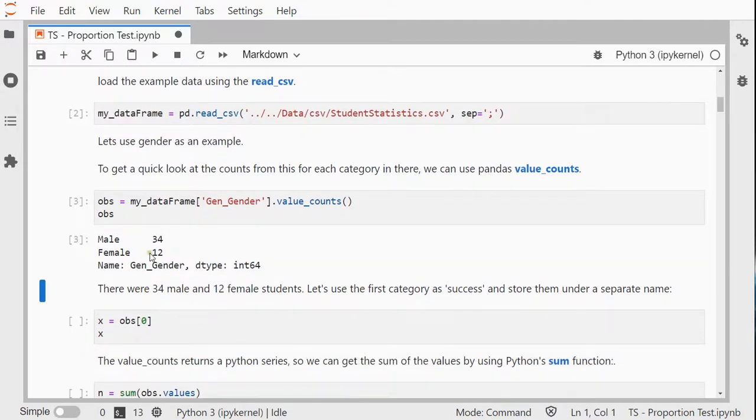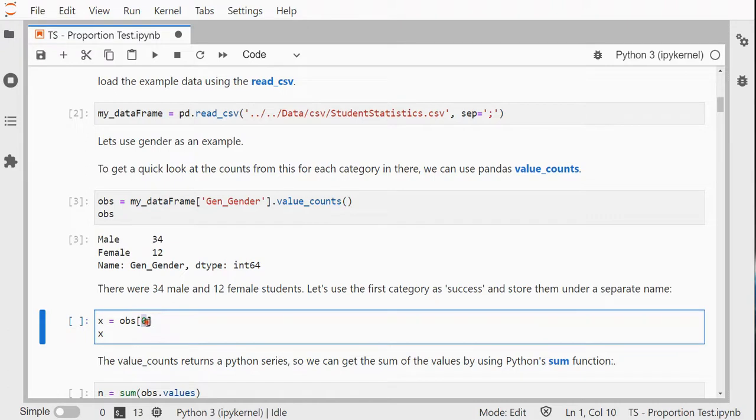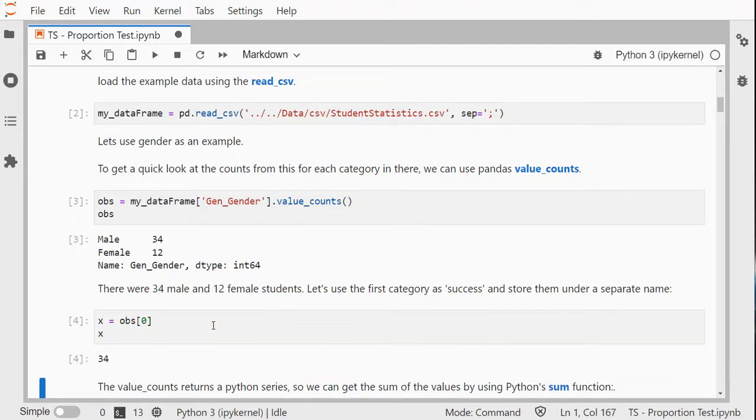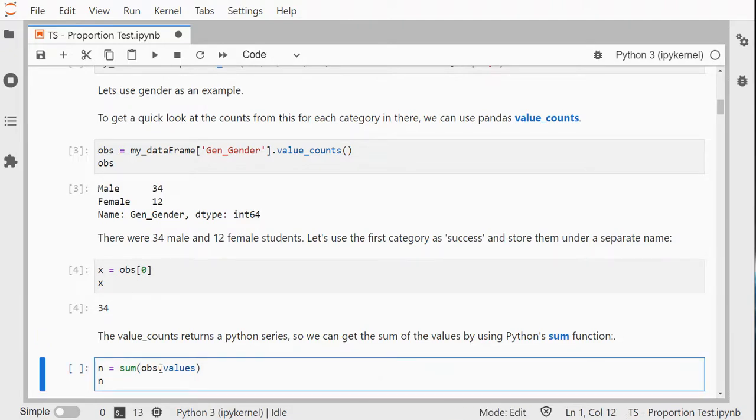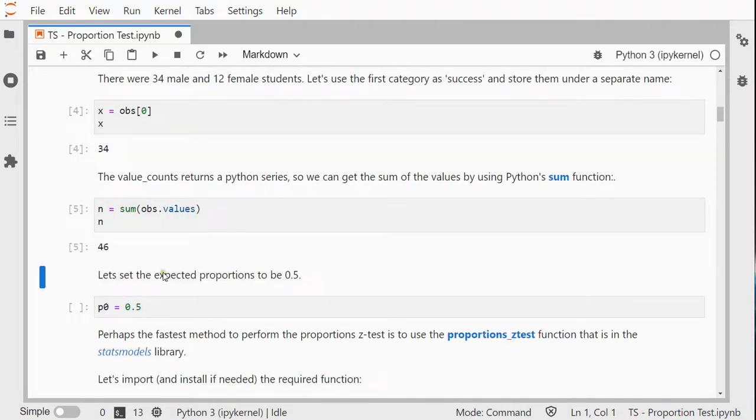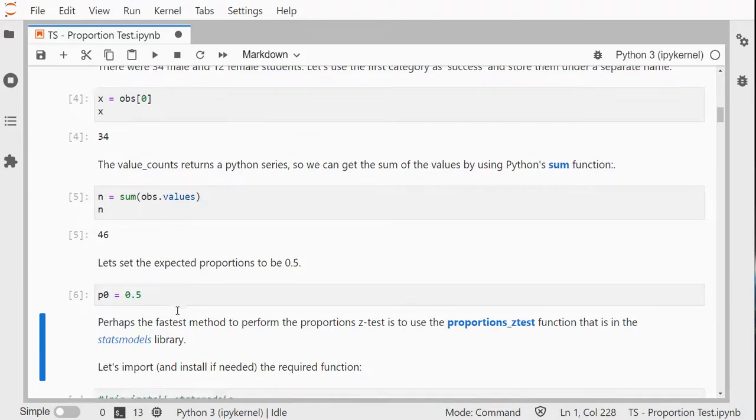Now I'm going to set the first category as success, so that's category 0, because arrays start at 0, and therefore it's 34. Now we can use the sum to get both of these added together, and 34 plus 12 should equal 46. I'm going to set my expected proportion to be 0.5.